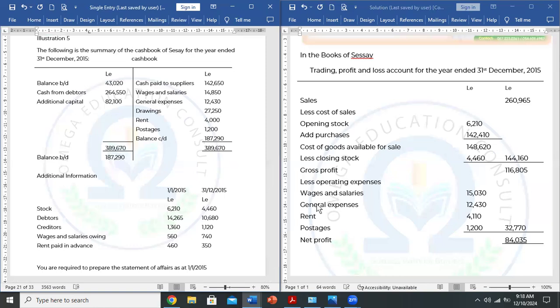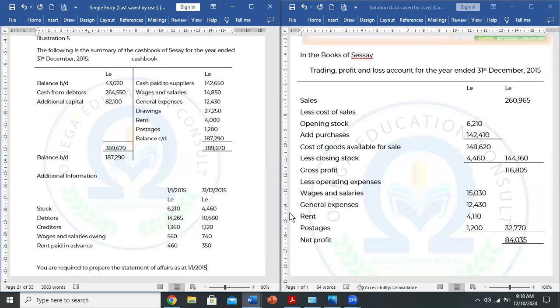So we move on and less the expenses. Now, if you pay attention, your expenses are wages and salaries, right? But again, you have 14,850. You have wages and salary owing at the beginning and then owing at the end. So it becomes necessary for you to prepare your wages and salary account. That's the expense account, so that you know how much you are bringing to your profit and loss account. And that is what we did the last time, preparing the expense account.